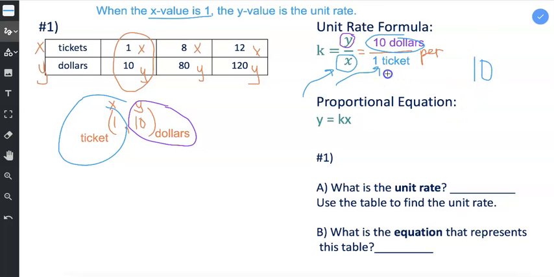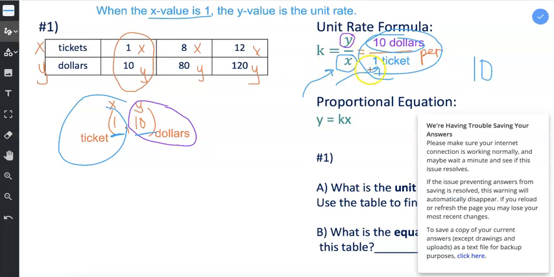You could also figure that out by just dividing. To find the unit rate, you divide. 10 divided by 1 is 10. But I wanted to point out the fact that this is a special point. When x is 1, it's special because the y is the unit rate. We've talked a lot about rates versus unit rates. The difference between a rate and a unit rate is that in a unit rate, the denominator is 1. So it's simplified. It's the amount per one of something. So in this case, it's the dollars per one ticket.